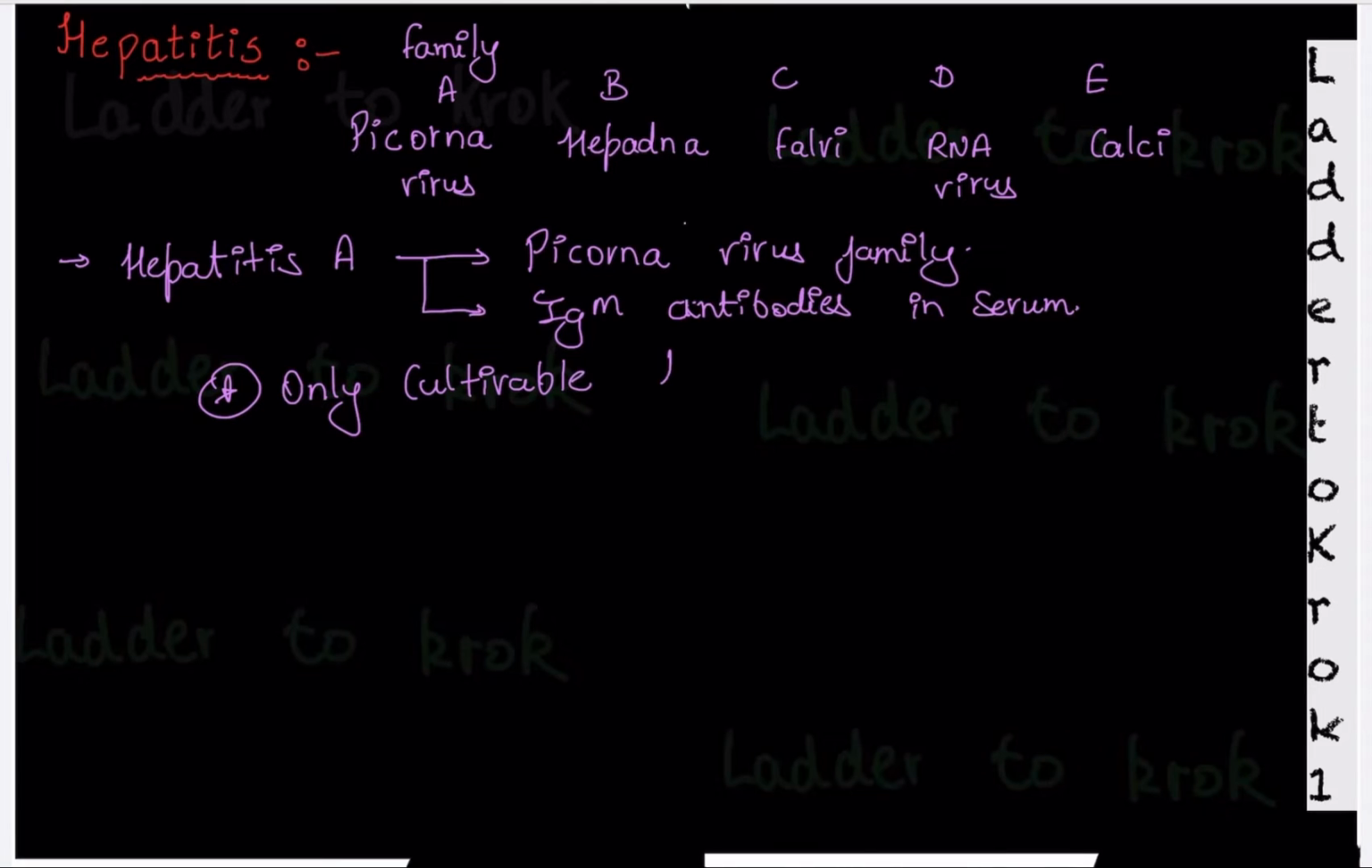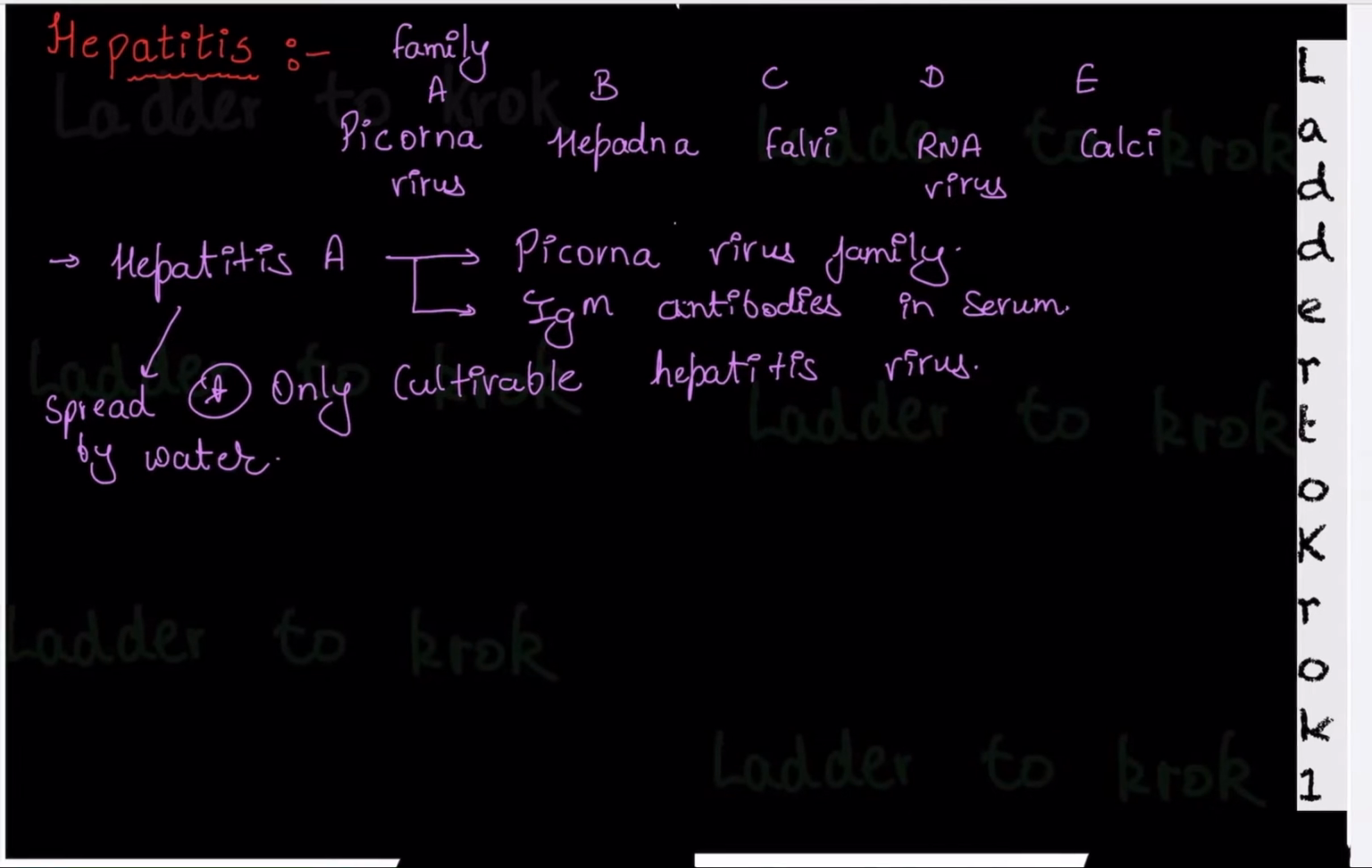cultivable hepatitis virus. Okay, the only one that we can cultivate in labs. And remember one more point about hepatitis A, it is spread by water. Most commonly it is spread by water. Okay, so now let's go to the second one, that is hepatitis B.